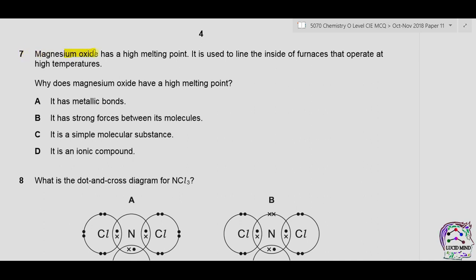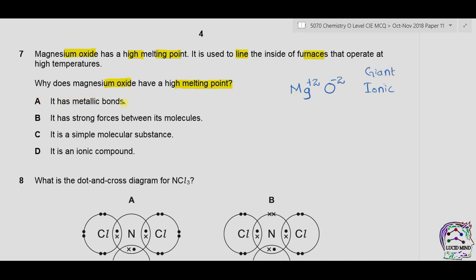Question 7. Magnesium oxide has a high melting point. It is used to line the inside of furnaces that operate at higher temperatures. Why does magnesium oxide have a high melting point? Now magnesium oxide is composed of magnesium, which is a metal, and oxygen, which is a non-metal, so the bonding is ionic and the structure is giant ionic lattice.